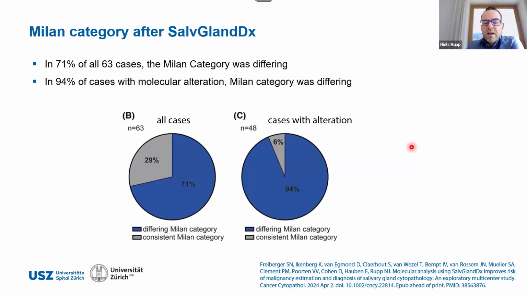So then we looked, how can we redefine and how can we use the molecular findings to change the category to a more certain category, such as 4A or 6. And in 71% of all cases, the category was differing afterwards, after including the molecular data. And as you can see, in 94% of the cases with a molecular alteration, we were able to change to a different category.